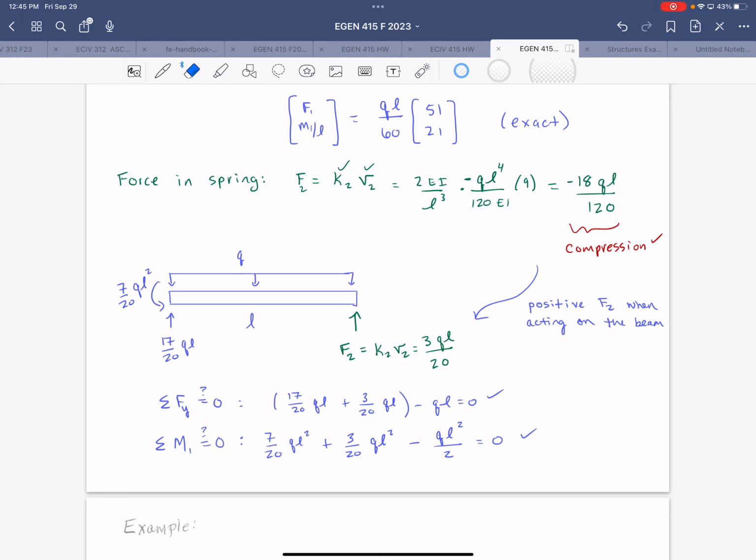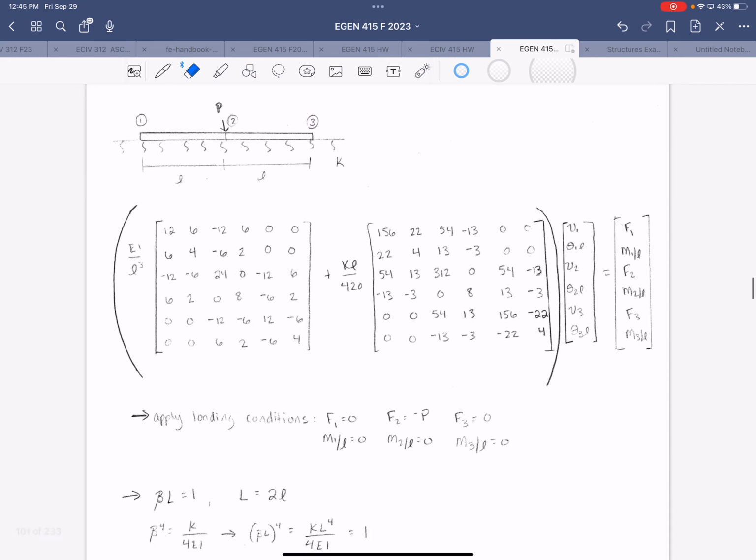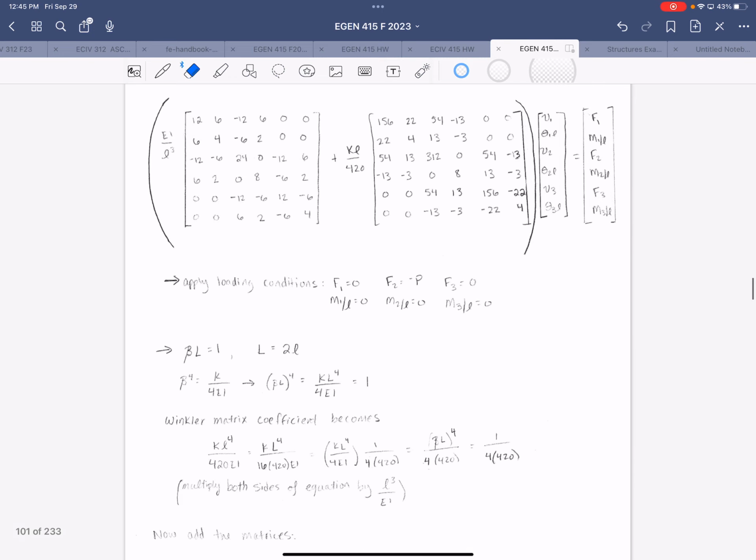Any other questions? Okay. Well, so a few minutes left. I'll start talking about this example.